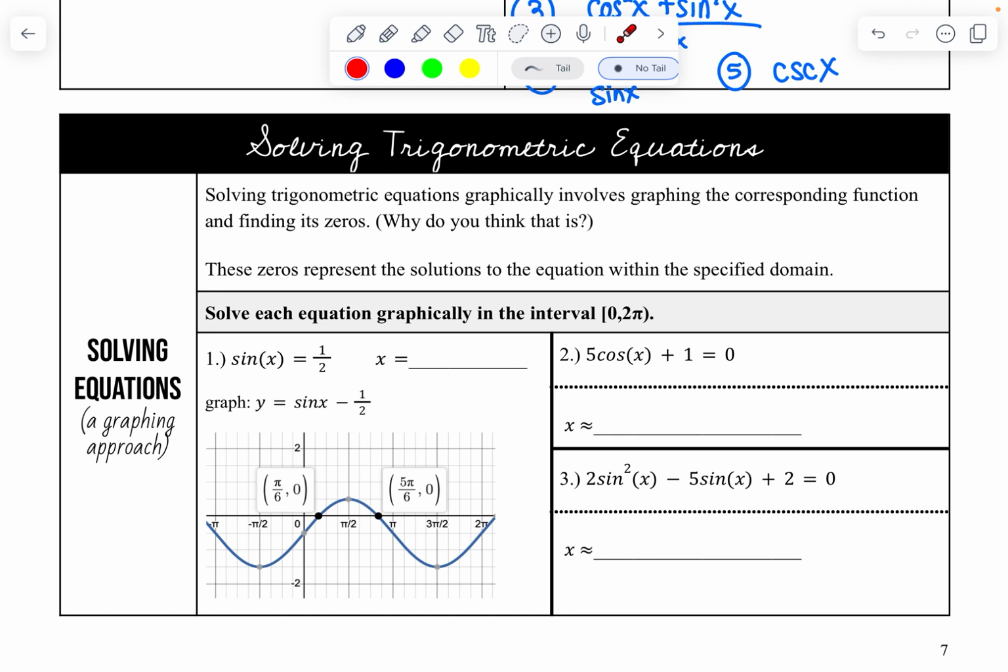So if we have that the sine of x equals 1/2, we can rewrite that as sine of x minus 1/2 equals 0. And then we're just looking for the zeros, the places where it touches the x-axis. What we see is that's occurring at pi over 6 and 5 pi over 6. And then we would repeat that for all of the other multiples of that as well.